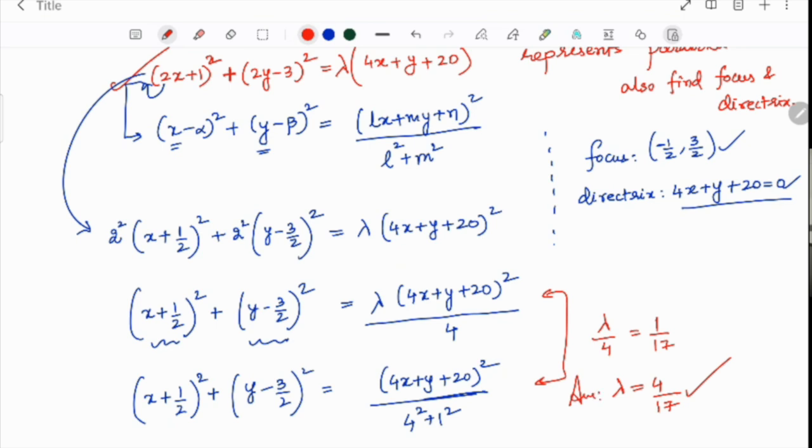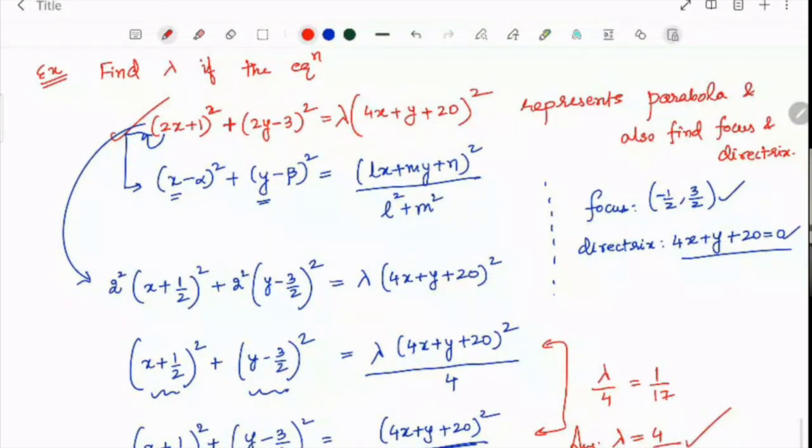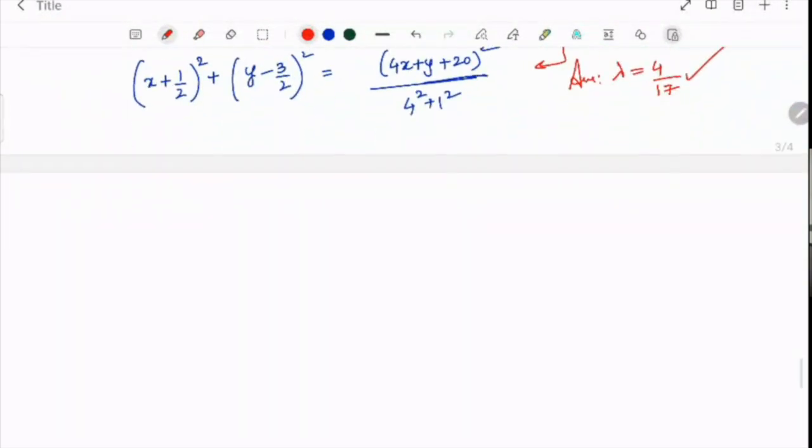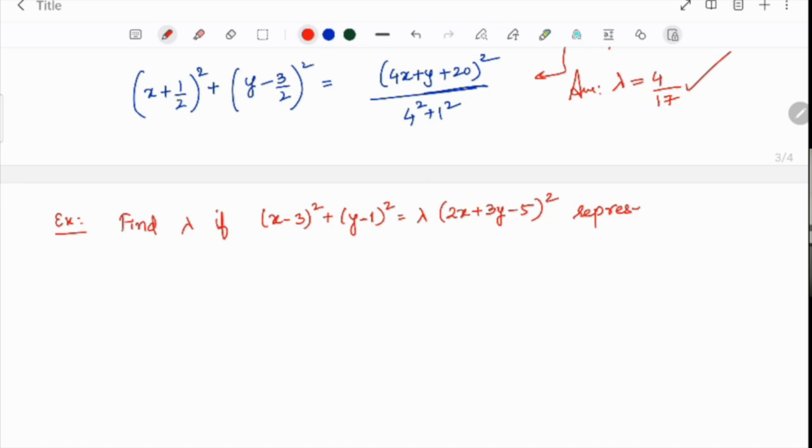If yes, then we'll proceed to the next one. Or do you need one more question of this model? Okay, anyway, I'm giving just one additional question. Try this. Find lambda if (x minus 3) whole square plus (y minus 1) whole square is equal to lambda times (2x plus 3y minus 5) whole square represents a parabola equation.